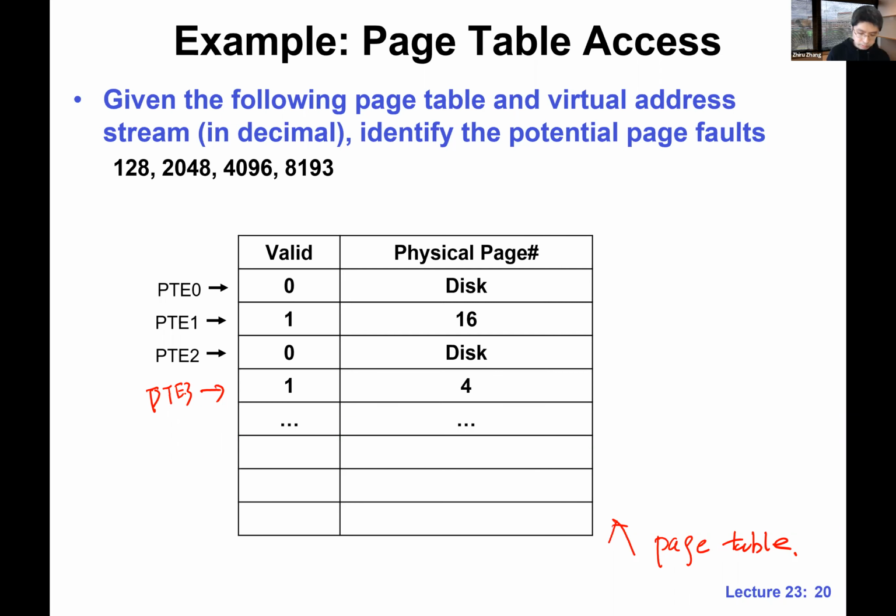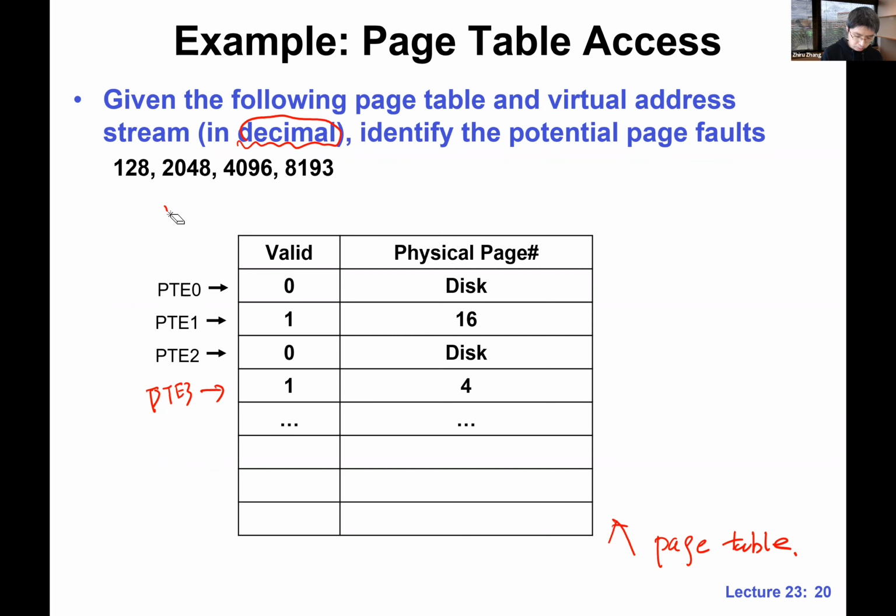And I'm showing you a stream. This is time. By stream, I really mean this is a time sequence, so we access these one by one over time. This is a sequence of virtual addresses in decimal. The question is, let's say we just read from these addresses. Which access will lead to a page fault? Let's try to work on this.